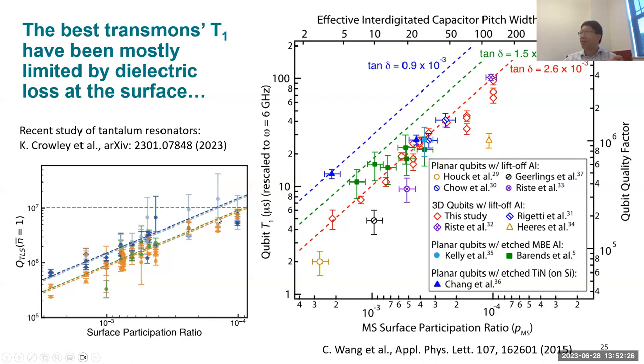or longer T1 time. By the way, an easy way to convert these things in your mind: a Q factor of 1 million is roughly about 30 microseconds of T1 time for resonators or for qubits at around 5 gigahertz. So for current state of the art, if you have a Q of 10 million, that roughly corresponds to, let's say, 300 microseconds of T1 time, which is roughly the current state of the art for transmons or for some of the planar resonators.